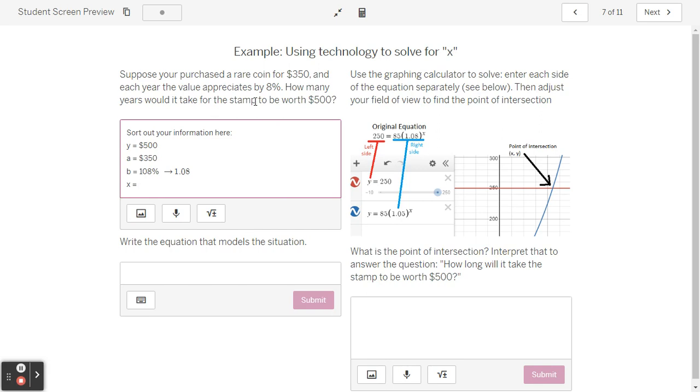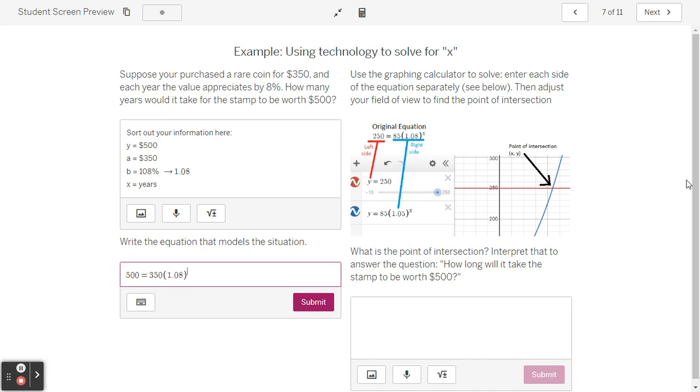We don't know what the number of years is, and that's actually the question. How many years would it take for the stamp to be worth $500? Y is the number of years that we don't know, and we can insert this into our equation. Y is equal to AB to the power of x. So 500 equals 350 times 1.08 raised to the power of x.